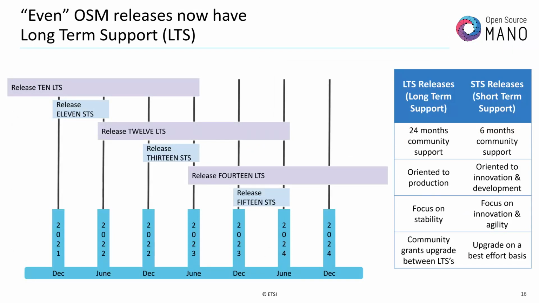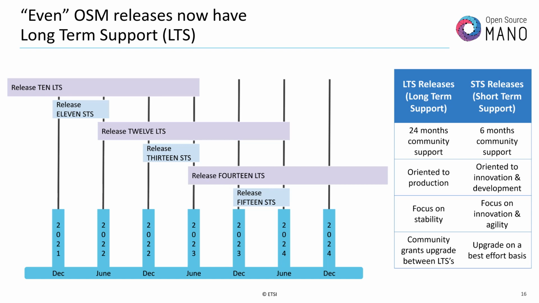Also, we decided to add long-term support releases, the even ones: release 10, release 12, release 14. They are long-term support. That means that they will be supported by the community for 24 months, not precluding that in commercial offers that can be extended, of course, but only by the community you have the guarantee that they will be live and patched for 24 months.